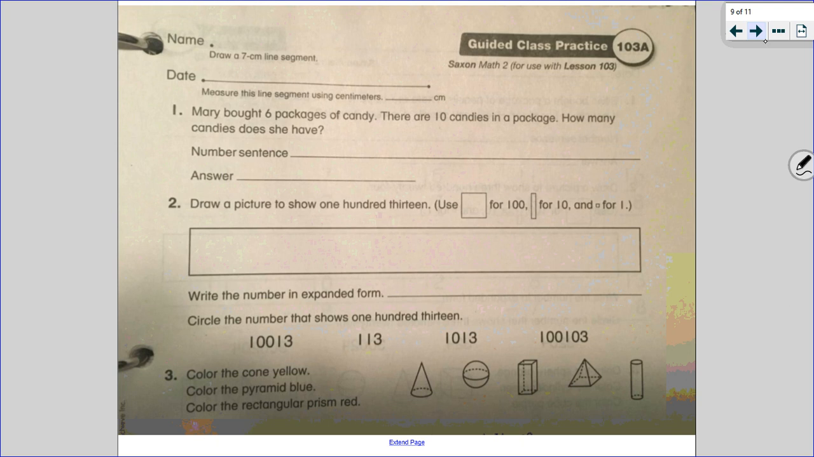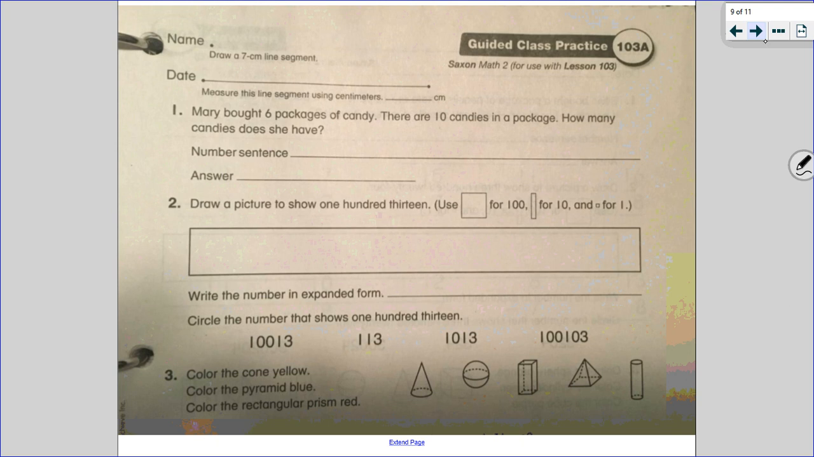It's asking for a 7-centimeter line, and measure your date line using centimeters. But let's go ahead and get started and look at number 1. Mary bought 6 packages of candy. There are 10 candies in a package. How many candies does she have?